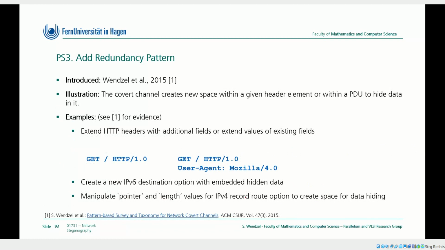The add redundancy pattern adds information that is not absolutely necessary, like providing a user agent here in this HTTP 1.0 request. The covert channel creates some new, redundant space to put data that is not really necessary in that context, and hides the data in that. It can also be done by adding a new IP version 6 destination option, or manipulating pointer and length values of the record route option in IP version 4.